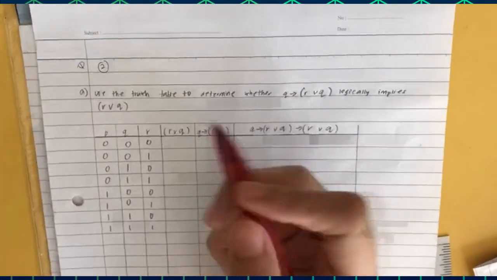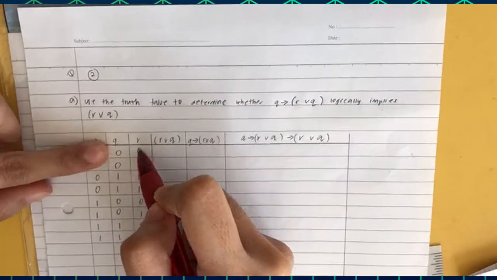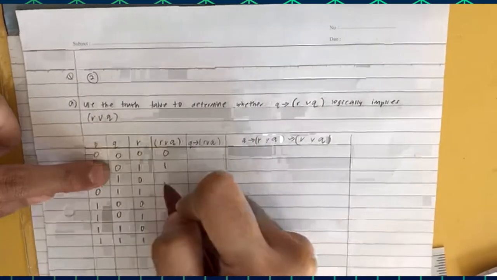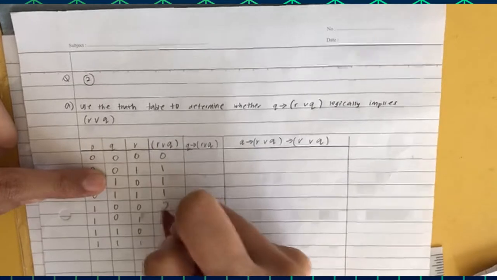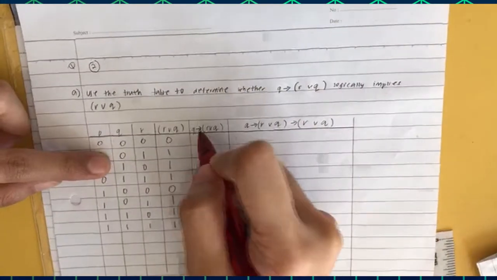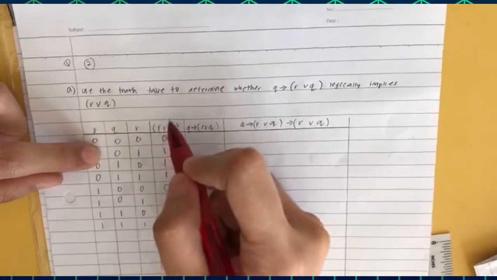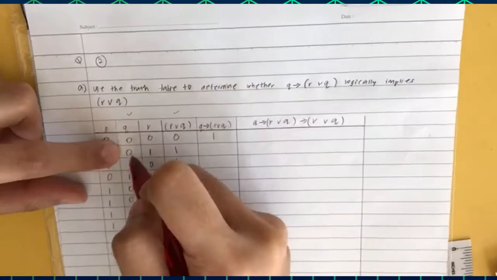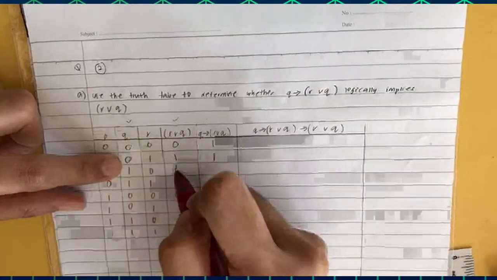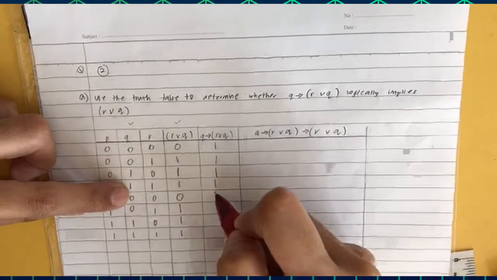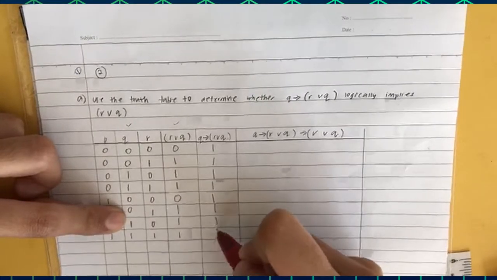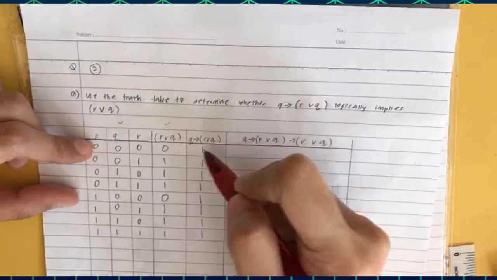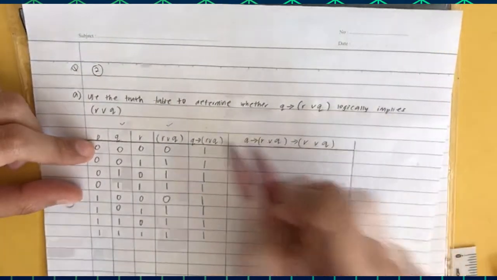So R or Q, it means we must look at the values for R and Q. 0 0 should be 0, 0 1 or 1 has to be 1, and the same goes for the rest. Q implies R or Q, so we have to look at these two values. Q implies R, Q implies R or Q, and logically implies R or Q. So we have to see this value and this value.